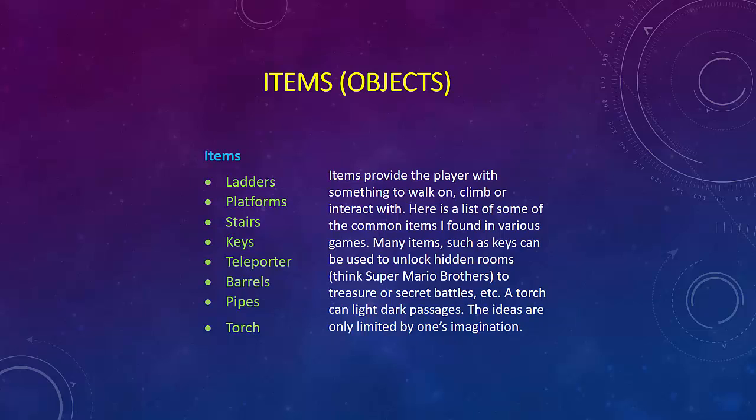So the first thing I've listed here is the items, which are also known as the objects. A list of the items we have here are the ladders, platforms, stairs, keys, teleporter, barrels, pipes, torch, and so on. Items provide the player with something to walk on, climb, or interact with. Here's a list of some of the common items I found in various games.